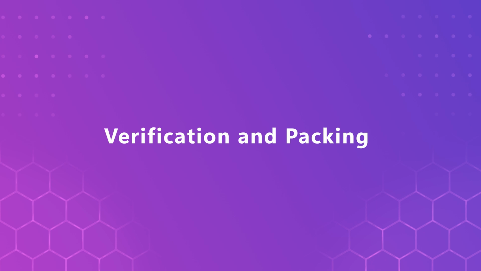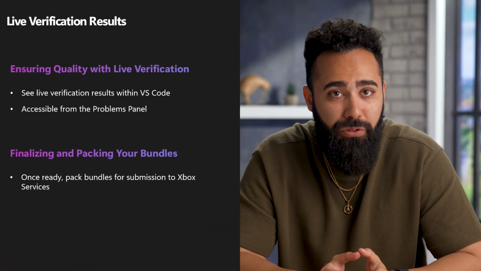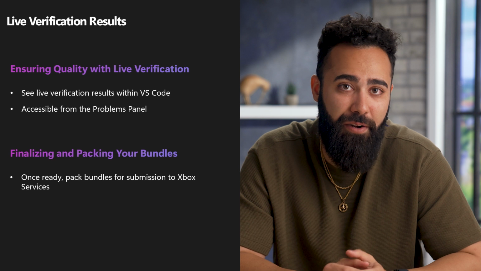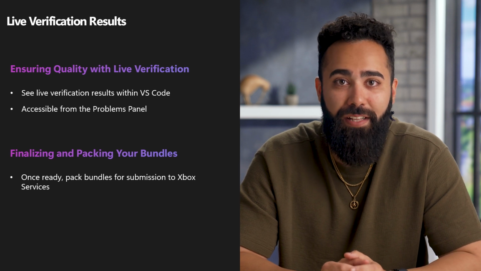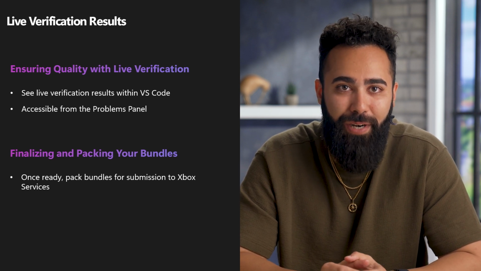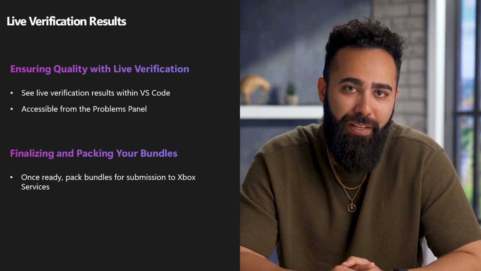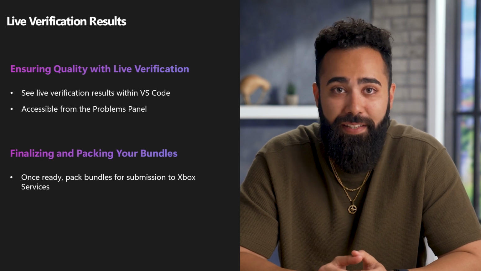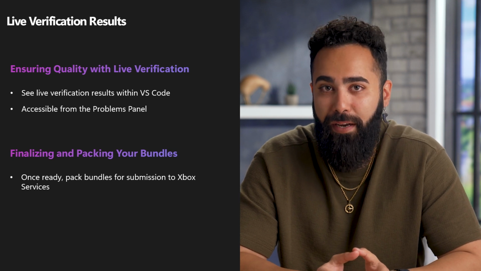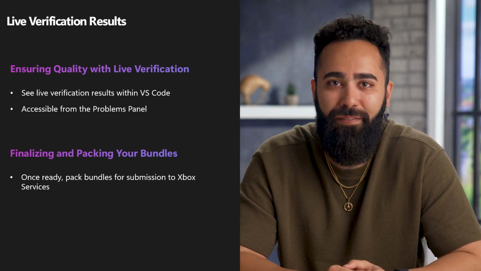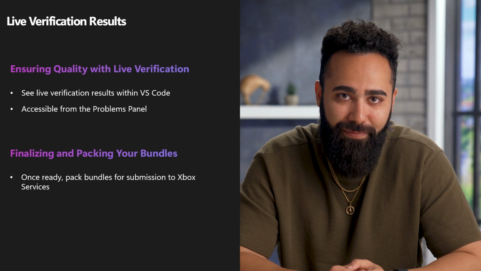Great! Now that we've seen how to preview our touch controls and customize the view, let's look at how we can verify our bundles for correctness and pack them for submission. To ensure your touch control layouts are perfect and error-free, the editor provides live verification results right within VS Code. You can view any errors or warnings that the bundle might have in the Problems panel, making it easy to spot and fix issues on the fly.